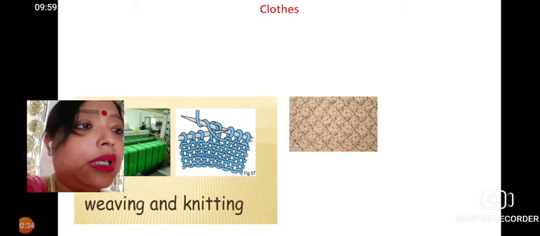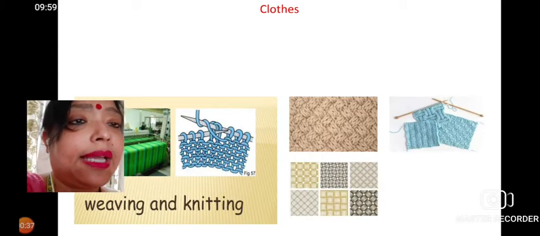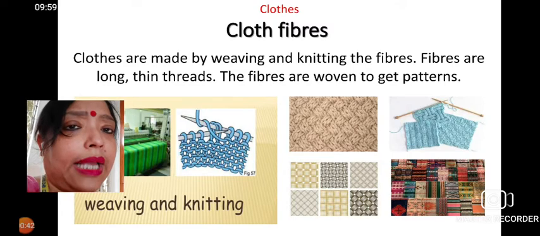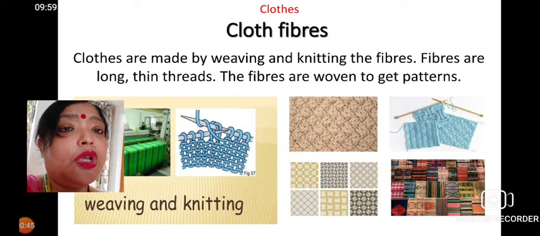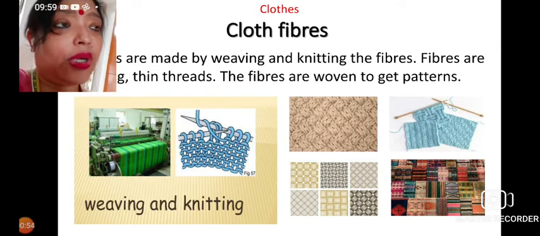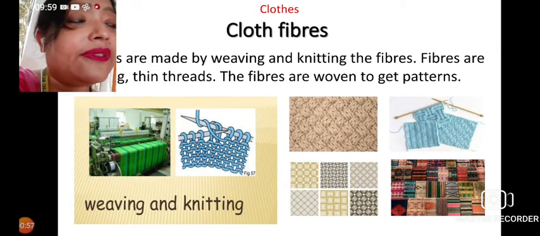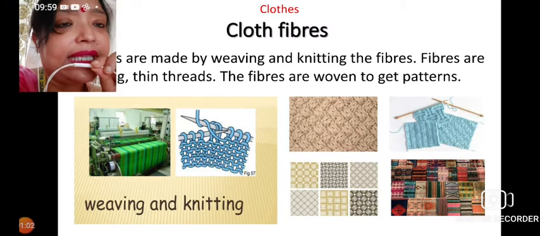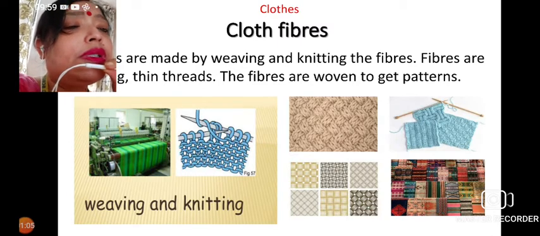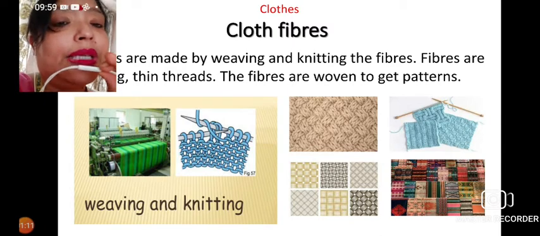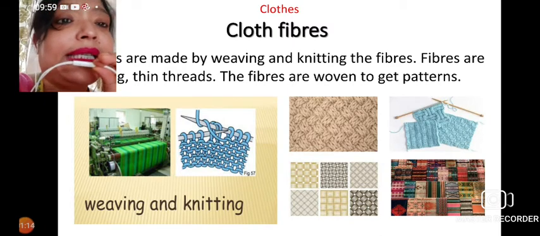These are the different types of fibers, different types of cloths, which can be made up of different types of fibers. These are made by weaving or knitting the fibers, as you can see here. These fibers are basically small, thin threads, woven together to get the patterns. Here you can see it can be done in two ways. One is weaving and another one is knitting.